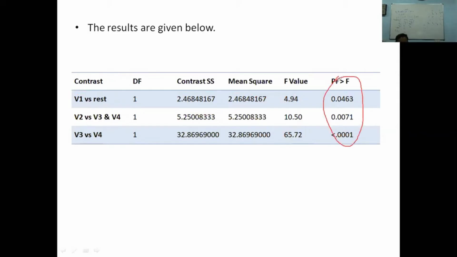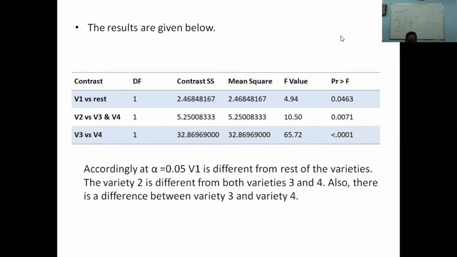This way of interpretation you will get to know once you do the practical. According to the alpha, we can say it is significant. Normally, we compare with the alpha, the ultimate value, whether this given value is greater than alpha or less than alpha. If this value is less than alpha, then we can say it is significant. This is significant, this is also significant, this is also significant.